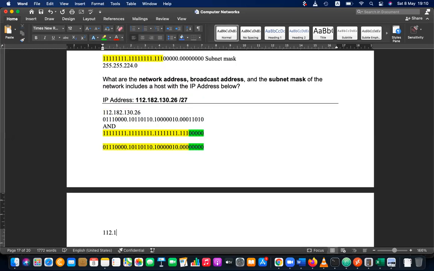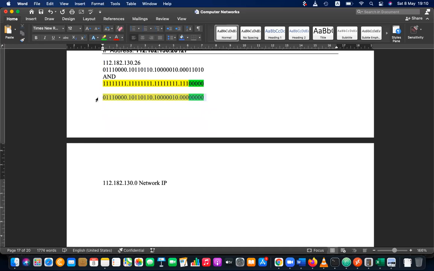Anyway, you will get 112.182.130.0 as the network IP. In the host portion, when you find the broadcast IP, you can't change up to this level, but you can change these bits. 11111, you can change. That is your broadcast IP. What is the broadcast IP then? It is the same IP ending with 31. Here, 11111 is 31. So that is your mistake. Understood? Or not?